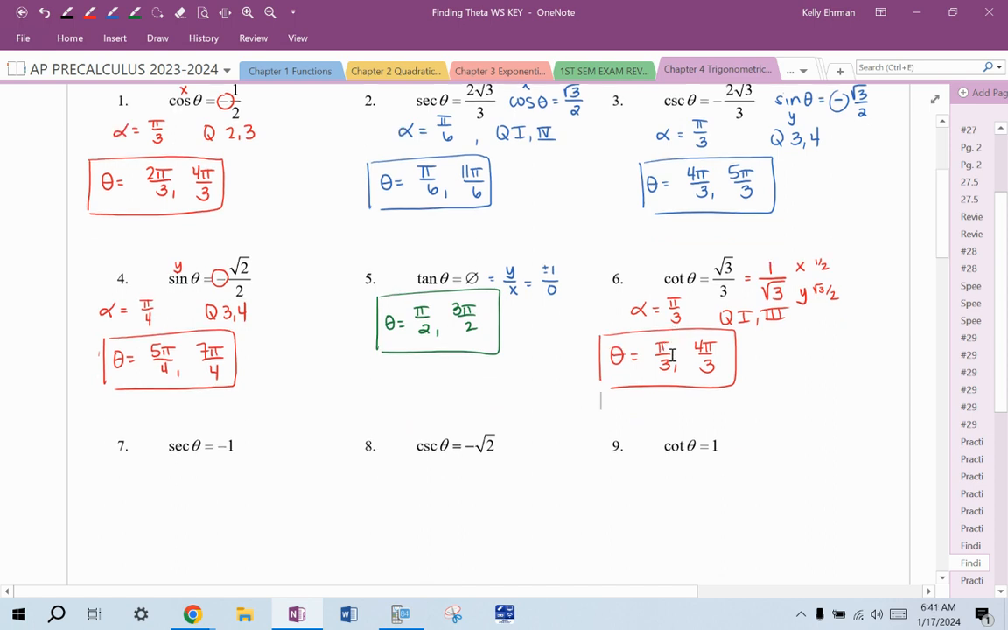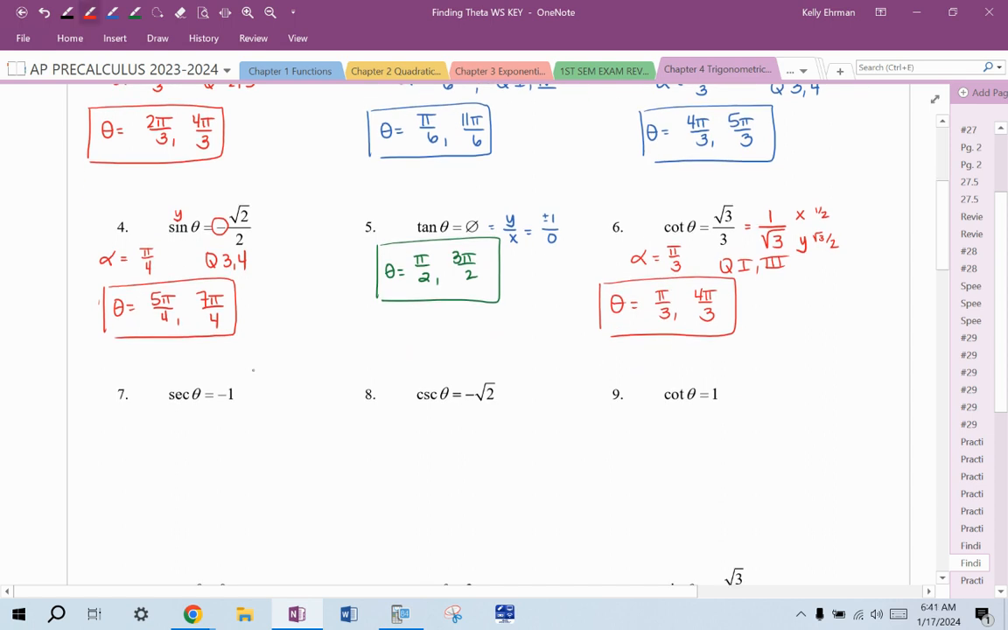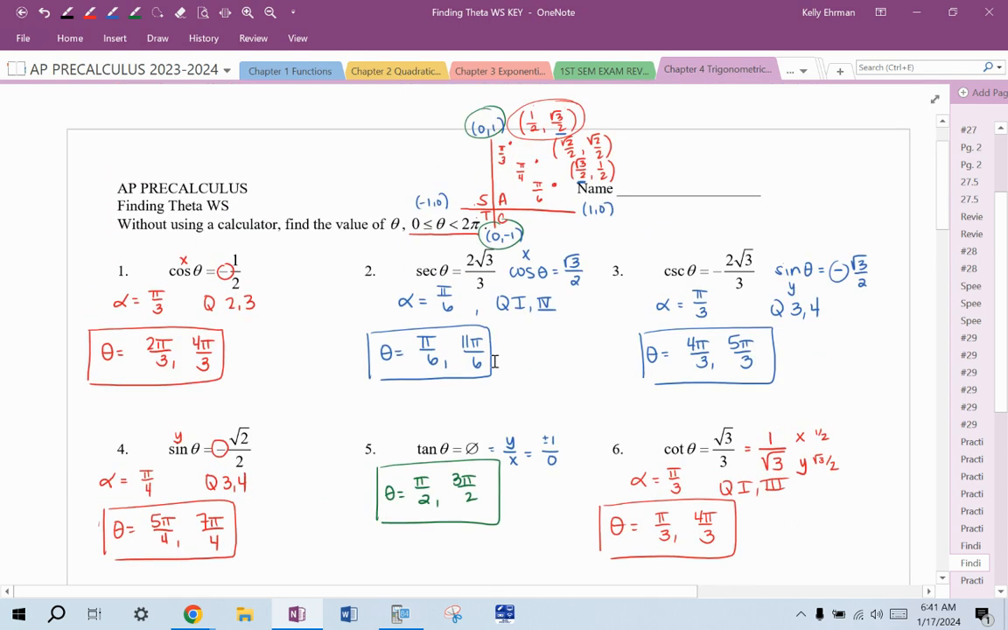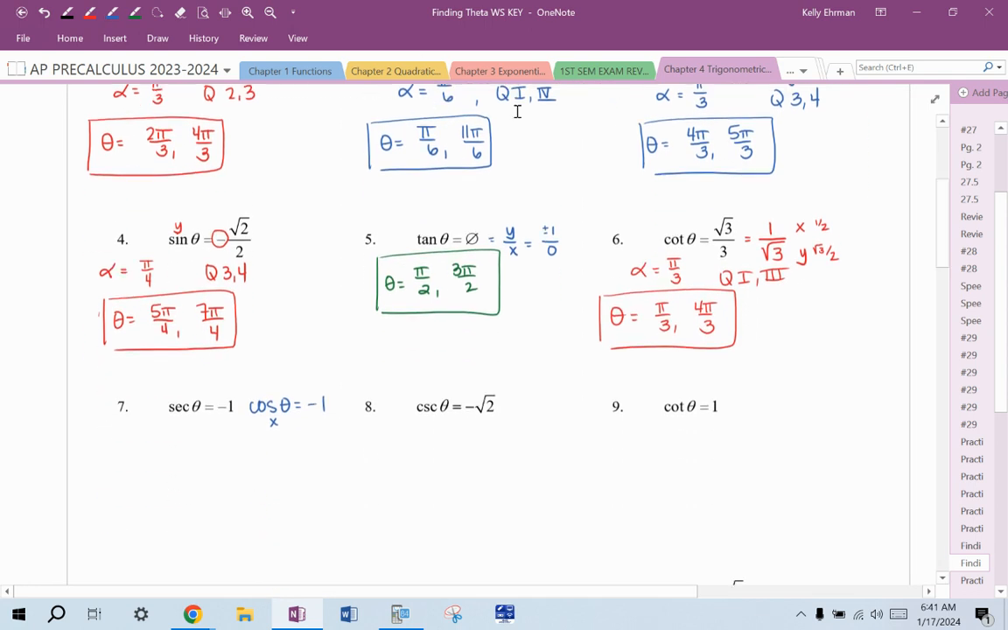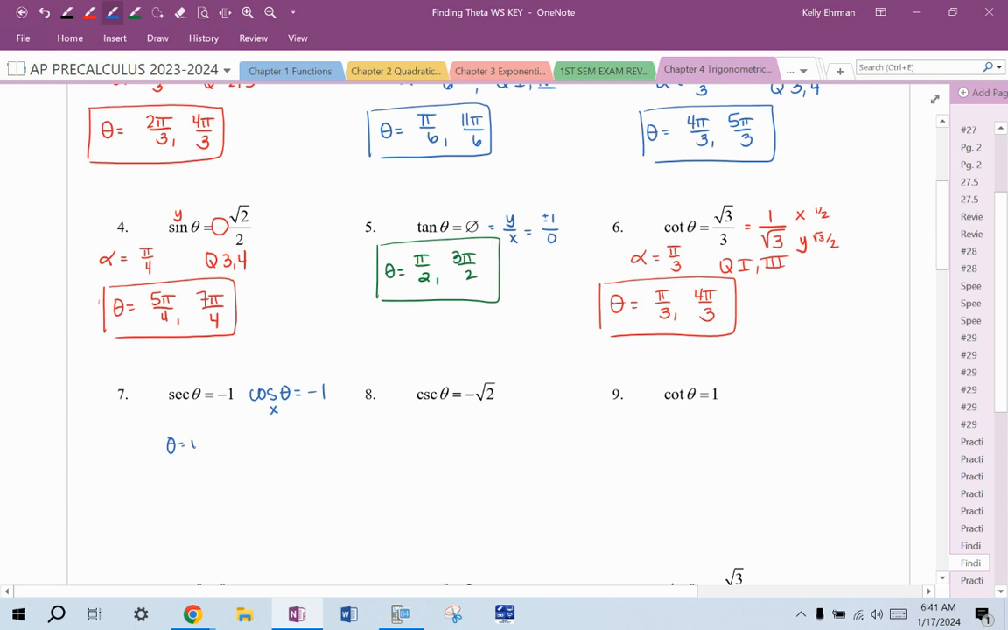When is secant equal to -1? You can flip this one if you want to. That's the same as saying when is cosine theta equal to the reciprocal of -1, which is -1. So when is the x coordinate -1? There are not two answers for this. The only time the x coordinate is -1 is out here at pi. So theta equals pi.